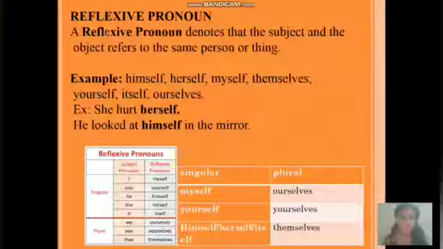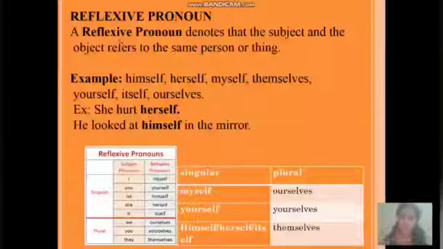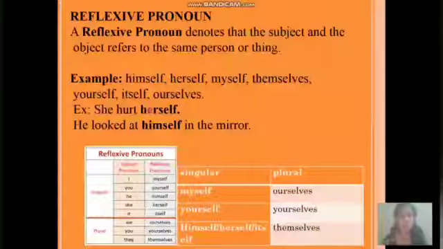The next type of pronoun that we will discuss is reflexive pronoun. The word reflexive means something turned back on itself. So reflexive pronouns are words ending in self or selves. Reflexive pronouns are also called self pronouns. It is used when the subject and the object of a sentence refer to the same person or thing.